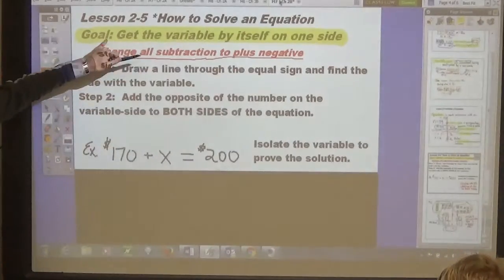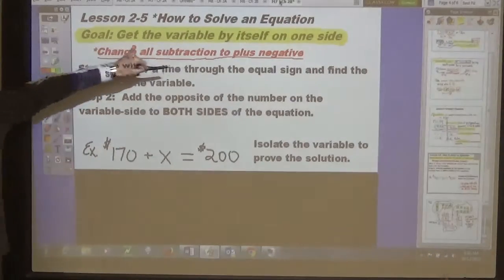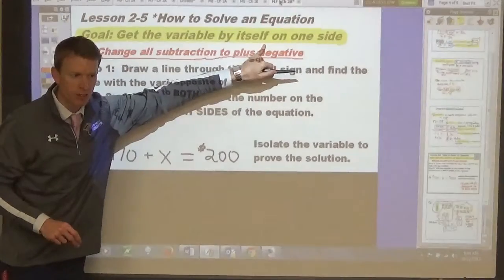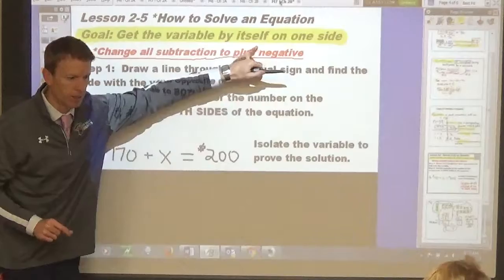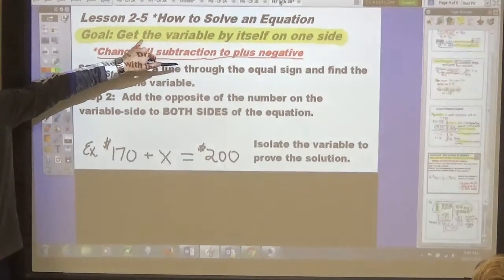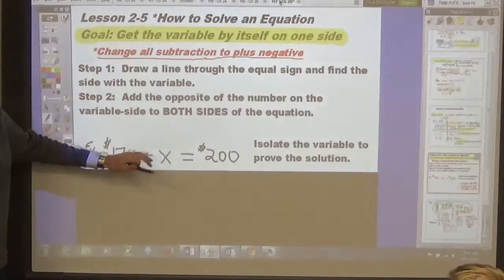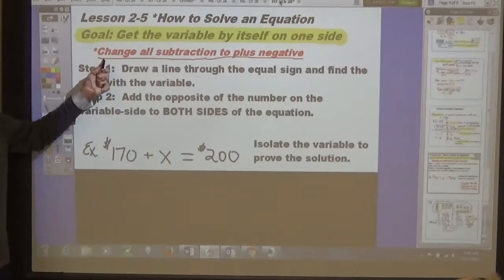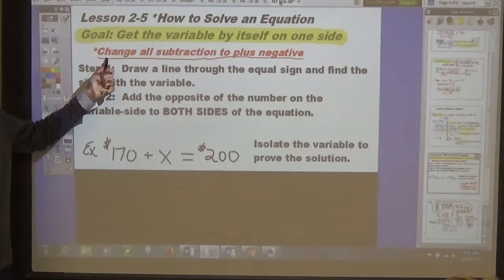The process involves getting the variable by itself on one side. So following the rules, Andrew, focus here. Following the rules in order to get the variable by itself on one side of the equal sign. And you'll have to remember to change all subtraction to plus negative. So insert the plus sign whenever there's subtraction. Okay?